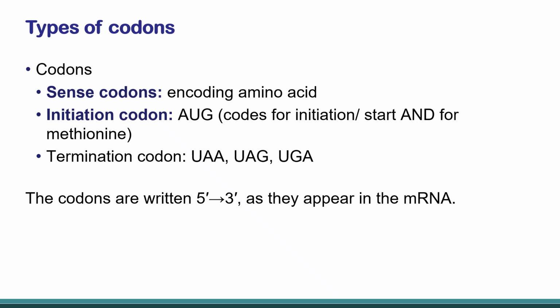So there are several types of codons. Sense codons code for amino acids. The initiation codon is always going to be AUG. It codes for the beginning or the start of the amino acid chain, but also codes for methionine if we encounter it in the middle after that initial methionine. And then we've got our 3 termination codes. The codons are written in a 5' to 3' direction, and they are read in a 5' to 3' direction.